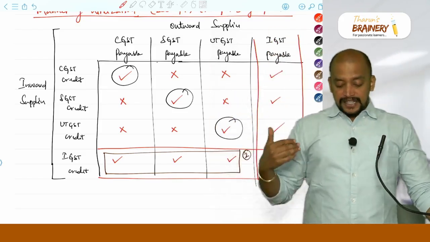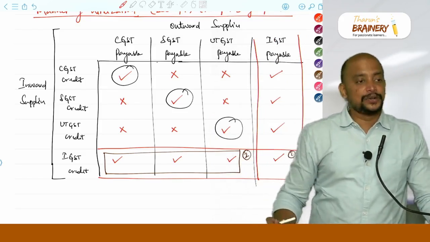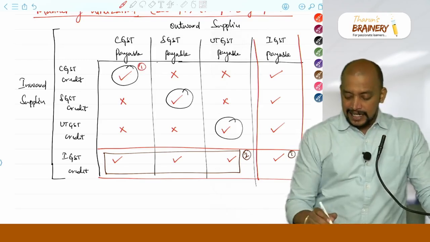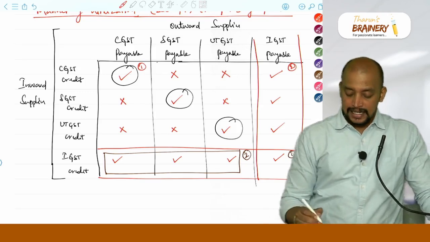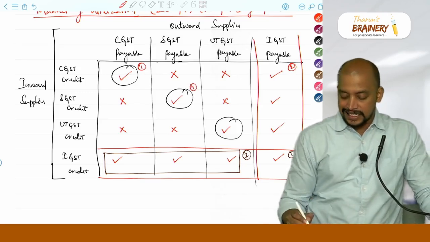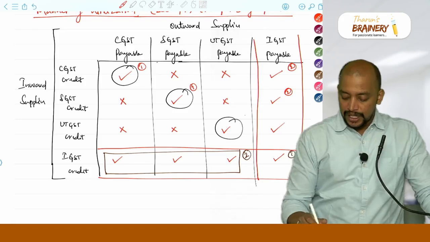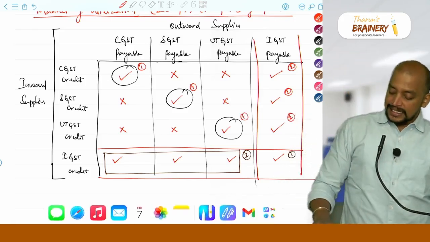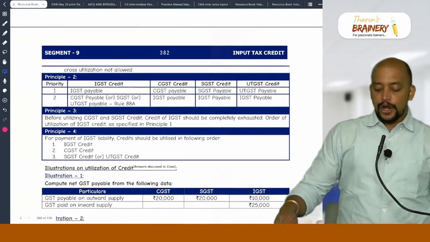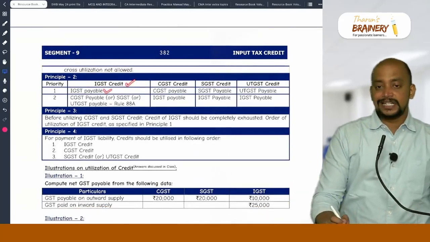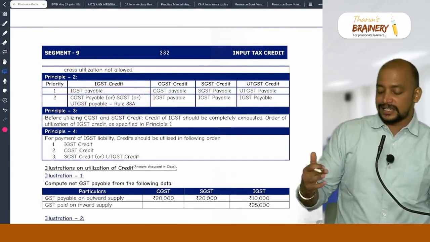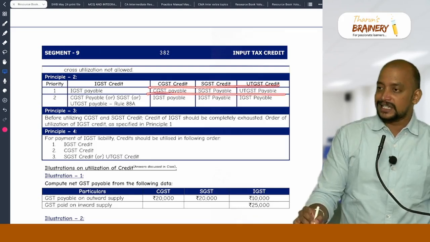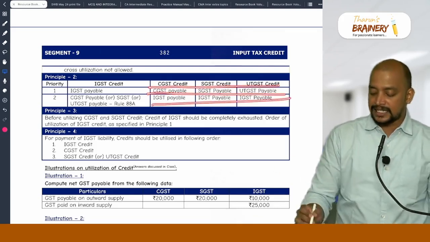Then, with respect to CGST, SGST credit and UTGST credit, what is the priority? First for CGST and then for IGST. Same way, SGST credit first for SGST, then for IGST. UTGST also, first for UTGST liability and then for IGST liability. So this is the second principle, that is priority. IGST credit first for IGST, thereafter CGST, SGST, UTGST, any manner, any proportion, but all three other credits first for payment of CGST, SGST, UTGST respective liability, then for IGST.